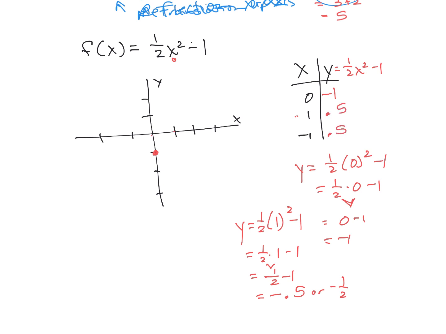So I'm going to go over 1 and I'm going to go down halfway, right? Go over 1 and down halfway. And I have this arch that looks like this.